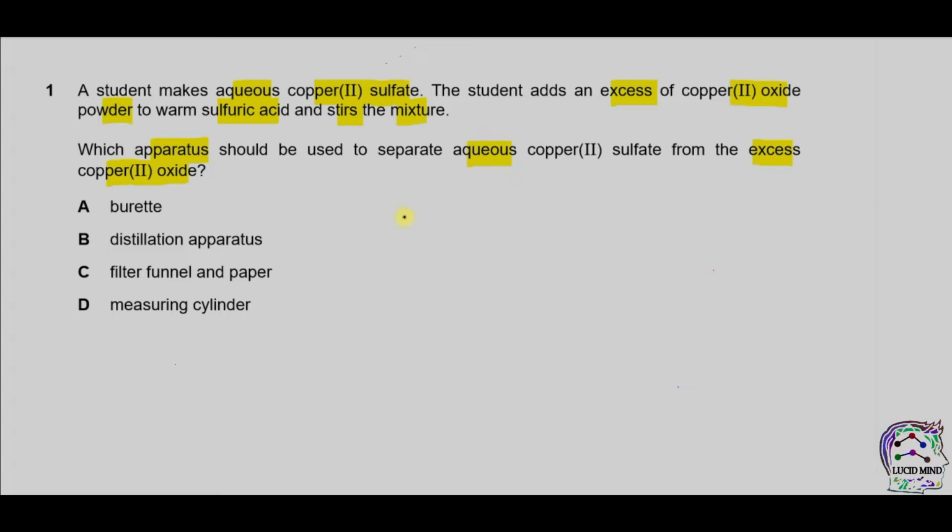We can write the chemical equation for this reaction. We have copper oxide. Copper oxide is an insoluble oxide, so therefore it is in solid form. Then we have sulfuric acid with which it reacts, H2SO4. Acid is always aqueous. It forms copper sulfate. Copper sulfate salt is also soluble, so it is aqueous, plus H2O, which is liquid.